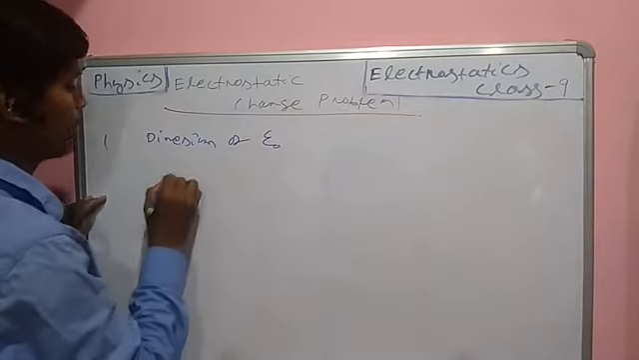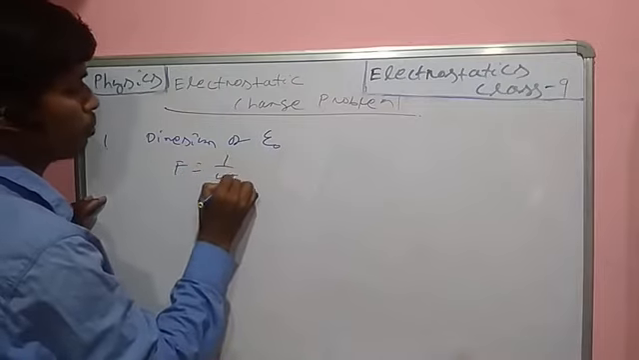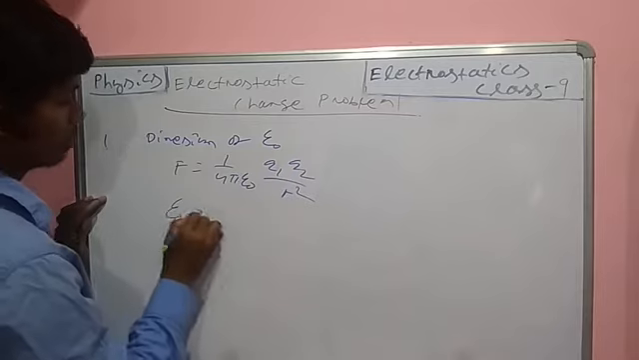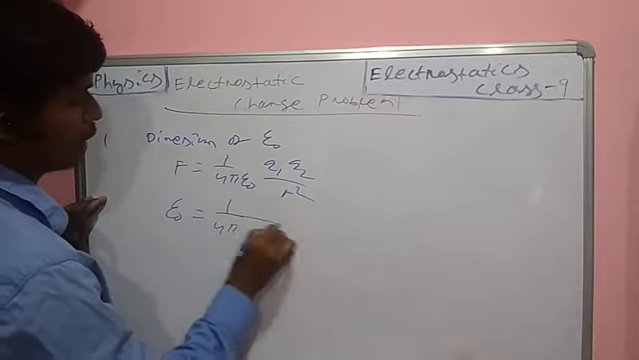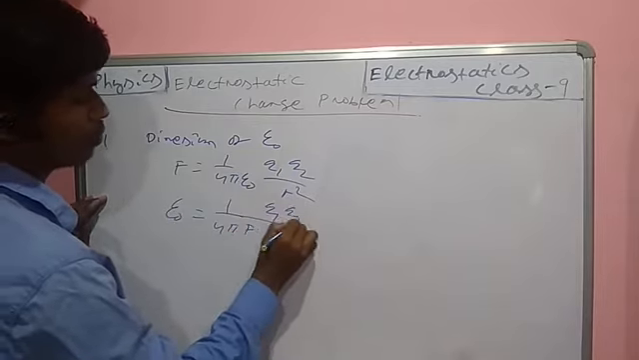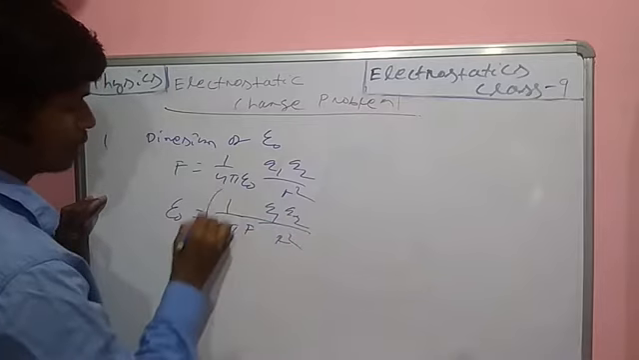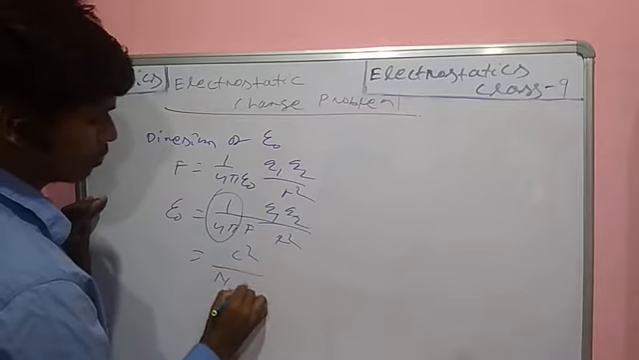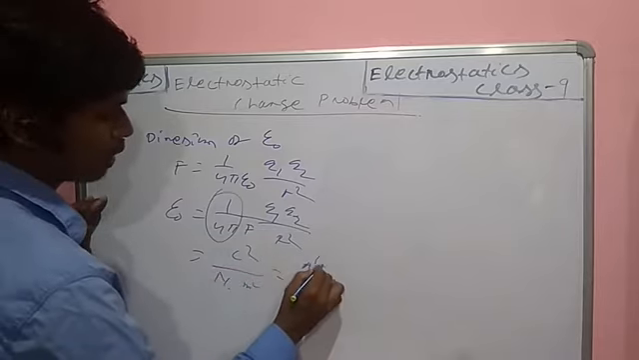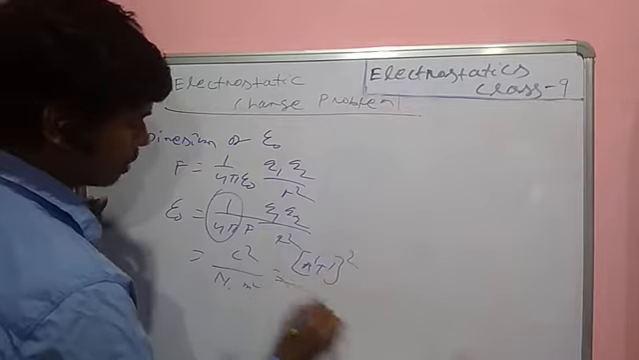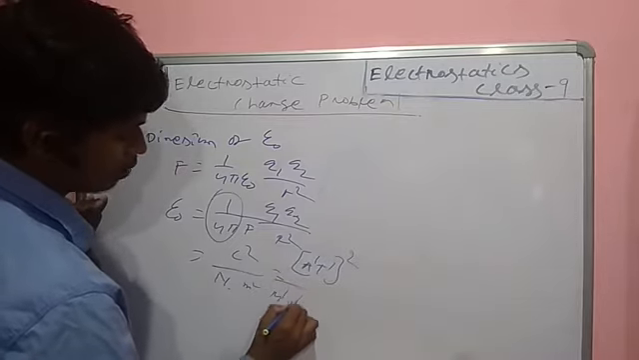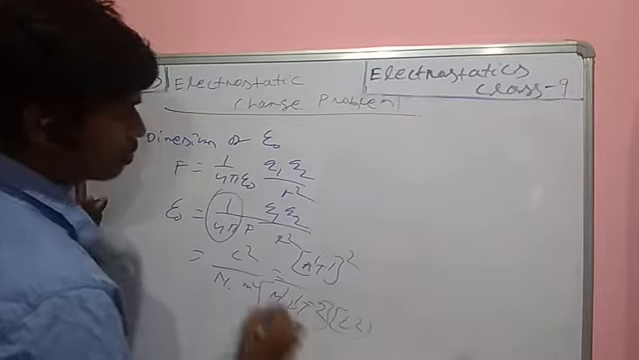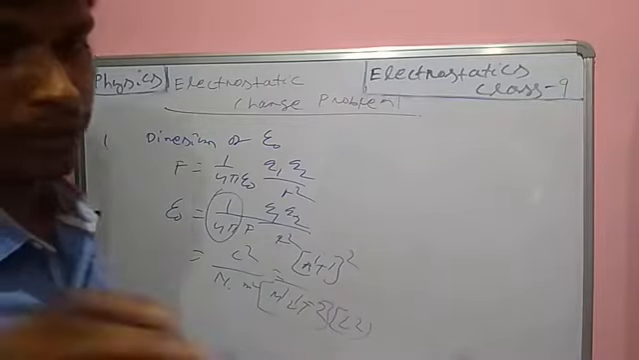of epsilon 0. We already know F is equal to 1 by 4 pi epsilon 0 q1 q2 by r square, or epsilon 0 is equal to 1 by 4 pi F q1 q2 by r square. Coulomb square is Coulomb square by Newton into meter square, and Newton is M1 L1 T to the minus 2. So meter square is L square. So you can find out the dimension of epsilon 0.